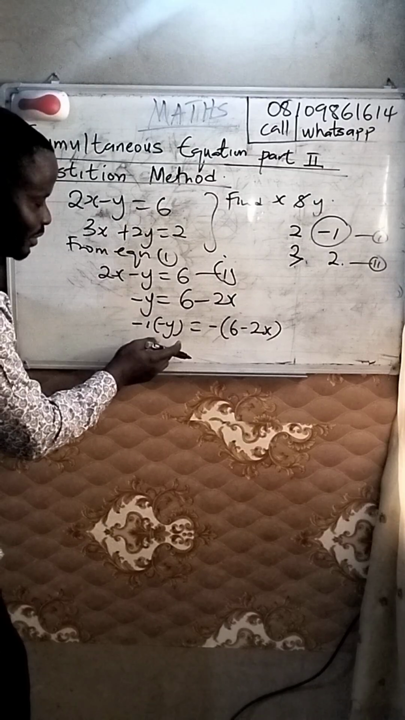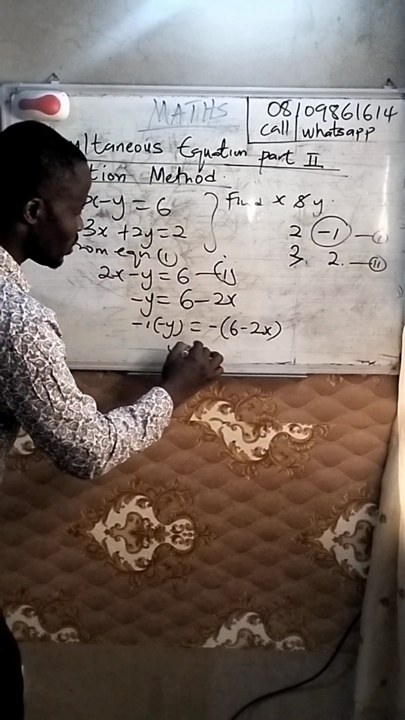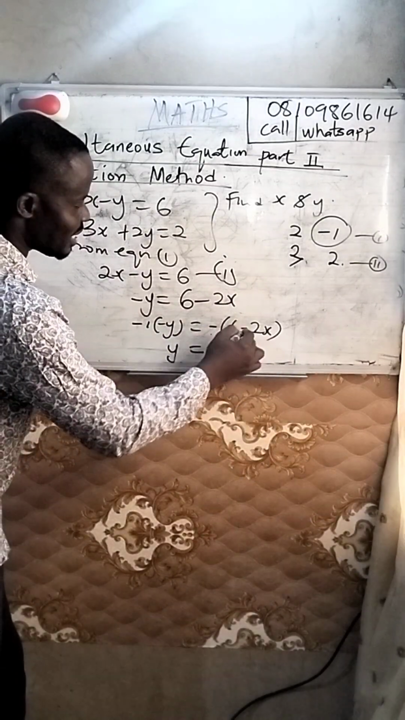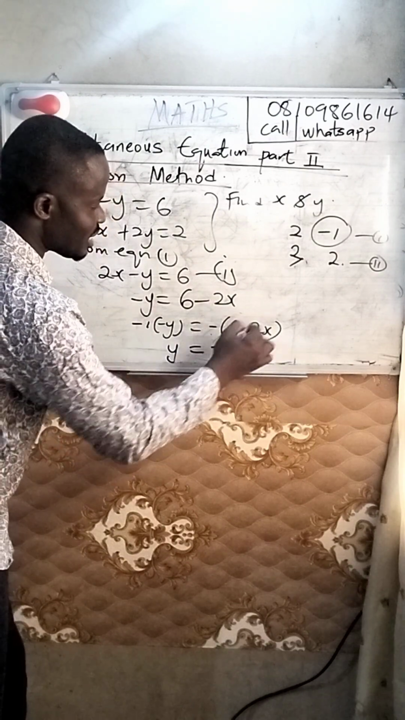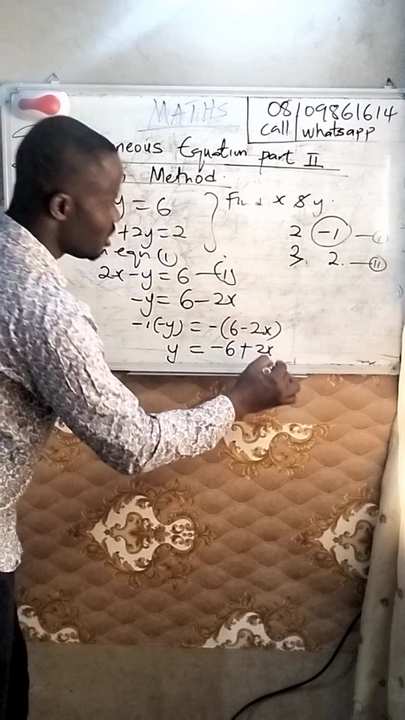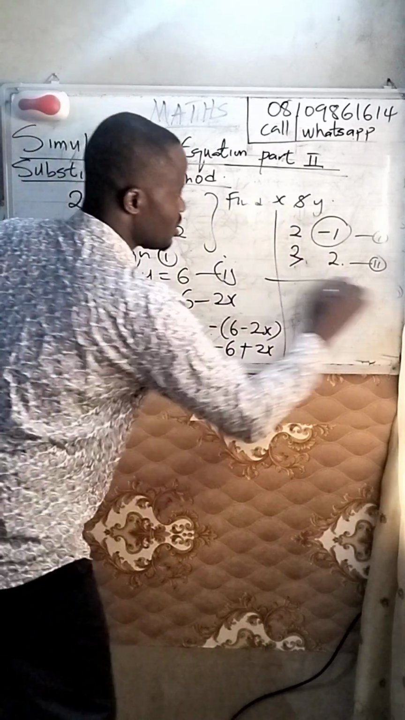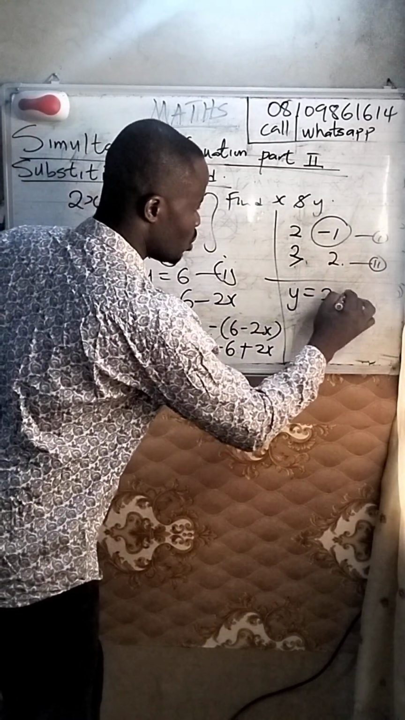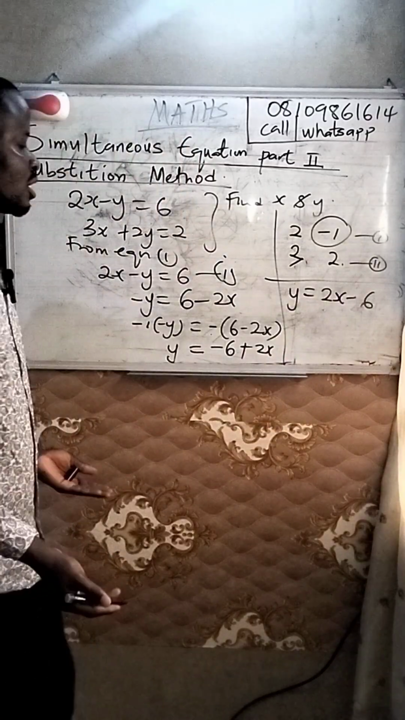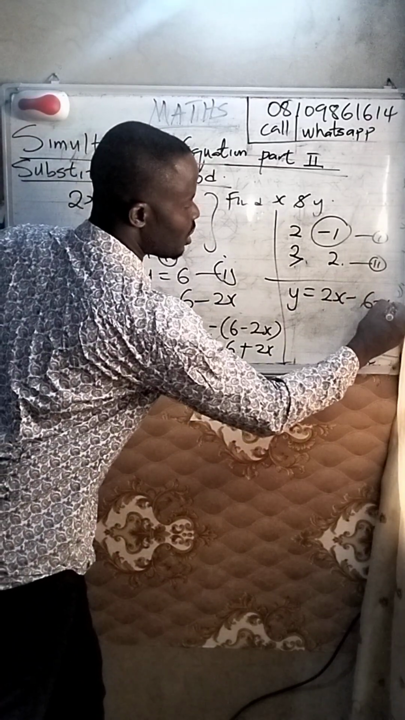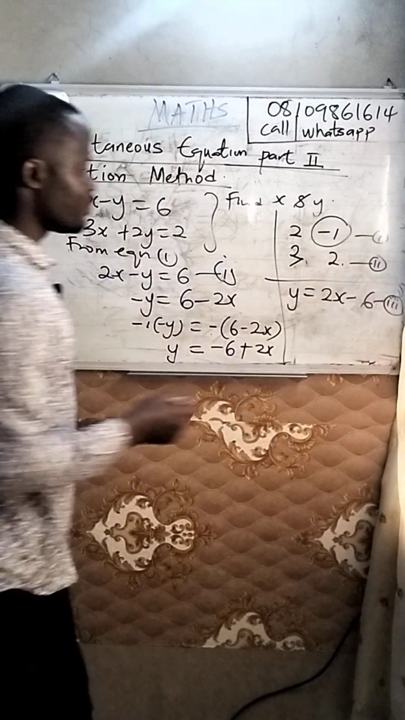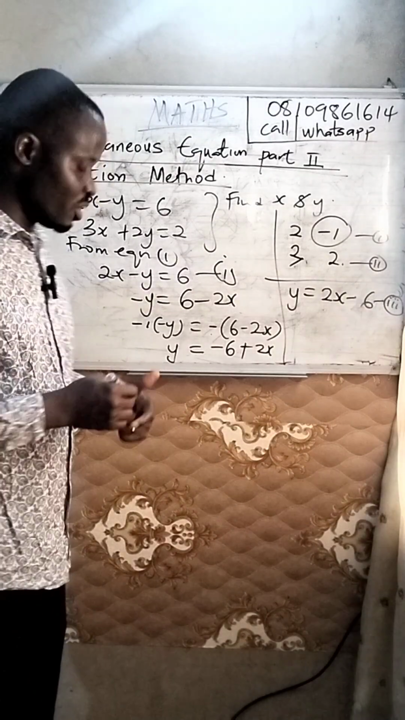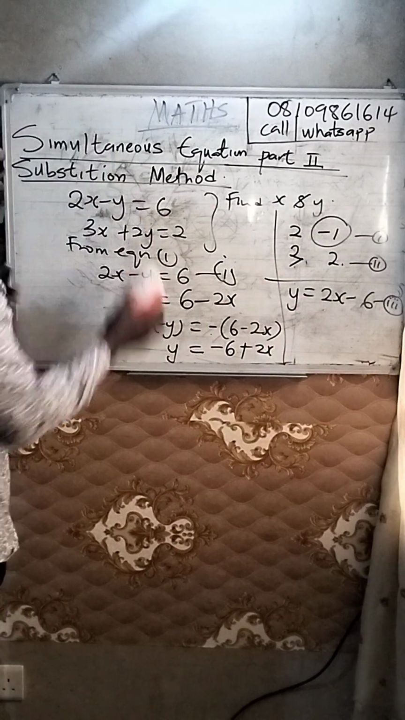Minus 1 times minus y gives me y, which is equals to, you open this one, minus times 6, that's minus 6. Minus times minus gives us plus 2x. So it can also be written as y is equals to 2x minus 6. I will name this equation 3. So I've gotten y.